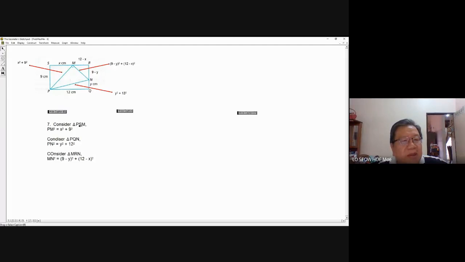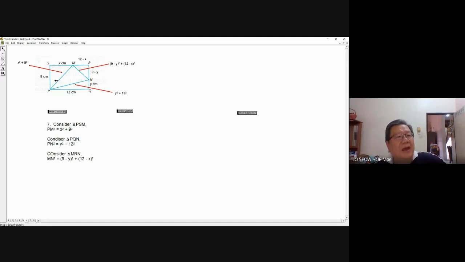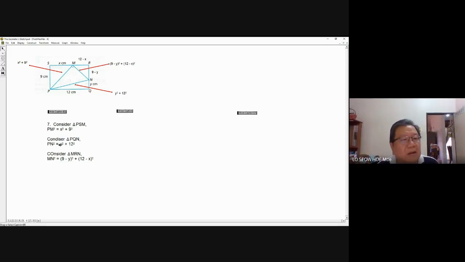Consider triangle PSM. Which one is PSM? This one. PSM, this right angle triangle. We know the two sides, they are 9 and x. Using Pythagoras theorem, I can relate PM with the other two sides. So PM square is x square plus 9 square. So far, okay or not? Yes, sir.